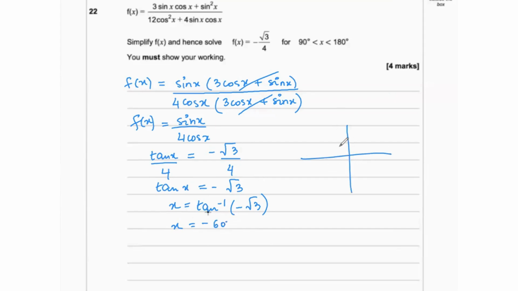Now tan is negative in this quadrant and this quadrant. But since they want the values of x from 90 to 180, we are going to only focus on this value. So x is going to be 180 minus 60, and that's 120. Remember, for the angle, you always start from the positive x-axis. You don't start from the negative x-axis. That's why it's not 60 degrees. It's 120. We start from over here and go till here. So your angle is going to be 120.